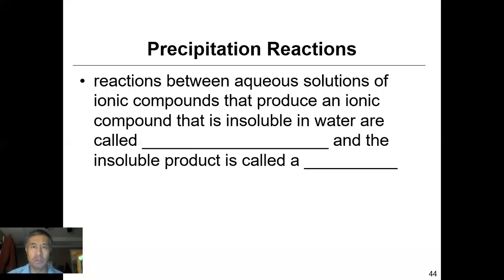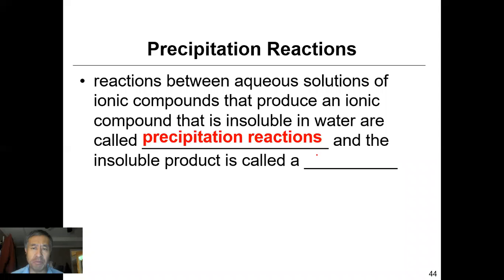Okay, so this is lecture part two for chapter four. Now we're going to study a few different types of chemical reactions. The first type we're going to study is precipitation reactions. Reactions between aqueous solutions of ionic compounds that produce an ionic compound that is insoluble in water are called precipitation reactions. And the insoluble product is called a precipitate.